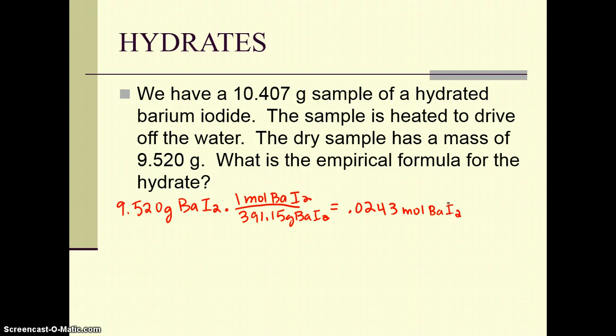Now I need to do the same thing for the water. But I have the mass of the hydrate and the mass of the dry sample. I don't have the mass of the water. So in order to find the mass of the water, I need to do a separate calculation. And I'm going to do it up here just because I don't have much space on here. But I'm going to take that 10.407 grams of my hydrate, and I'm going to subtract the 9.520 grams, and I'm going to end up with 0.887 grams of the water that was driven off. Now I can use this down here.